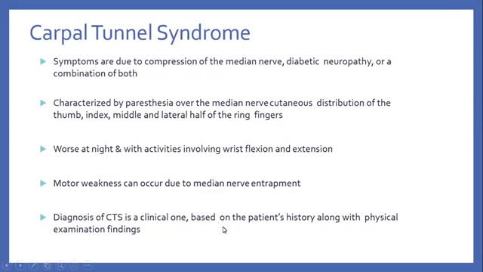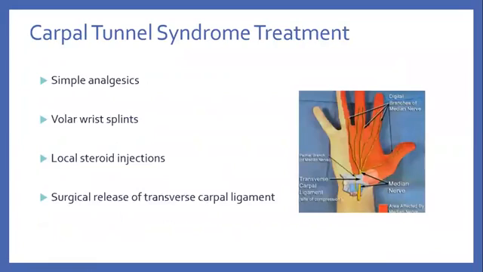Diagnosis of carpal tunnel syndrome is a clinical one based on the patient's history along with physical exam findings. Carpal tunnel syndrome can be treated with simple analgesics, volar wrist splints, local steroid injections, and surgical release of the transverse carpal ligament.